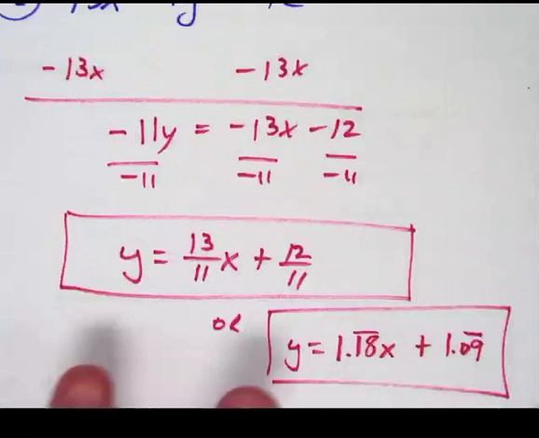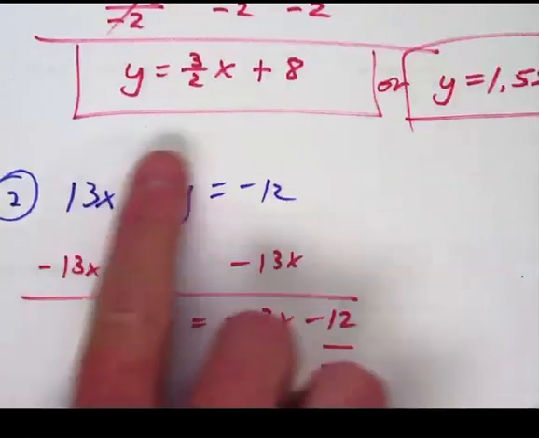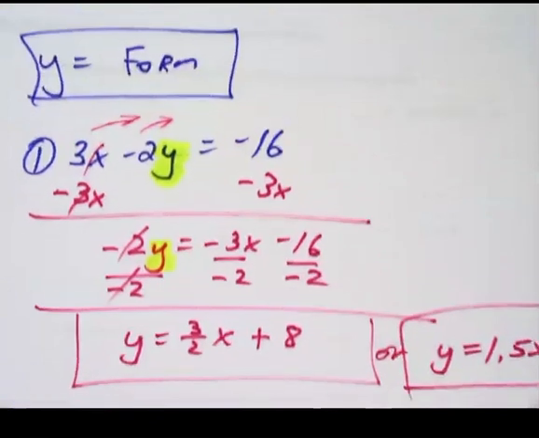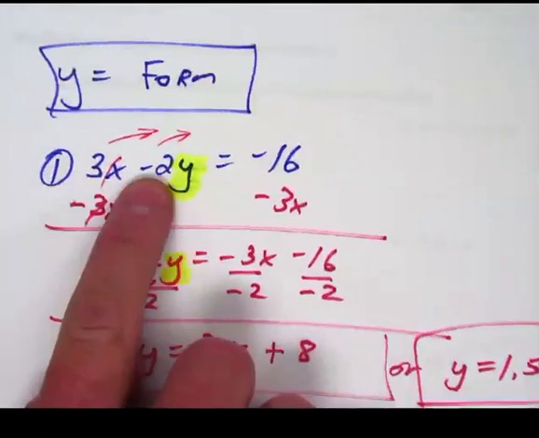So hopefully you're getting the concept of sending all of the variables and all of the other numbers over to the other side and getting it in y equals form. And that's how you do that, shown just like this.